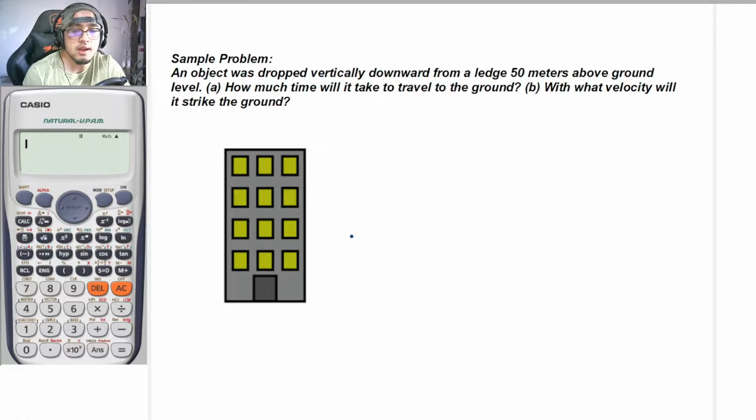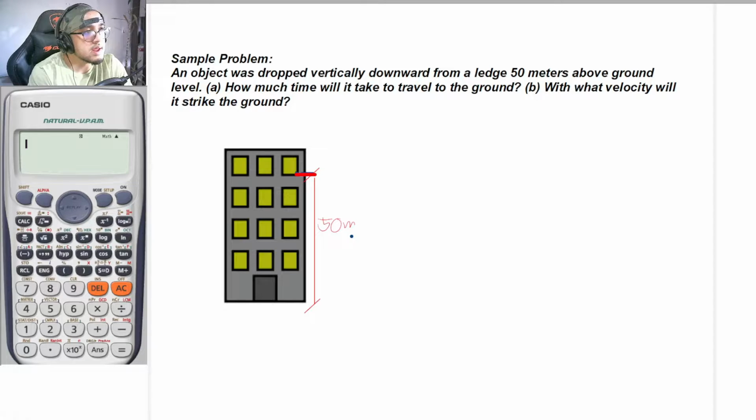In this particular example, which is very basic, it is said that an object was dropped vertically downwards from a ledge 50 meters above the ground. A, how much time will it take to travel to the ground, and with what velocity will it strike the ground? Suppose that this is your building, and let's say that the object was dropped at this particular ledge, at this particular position. I will just be changing the color. Let's say that it is at this level here, and this is now 50 meters.